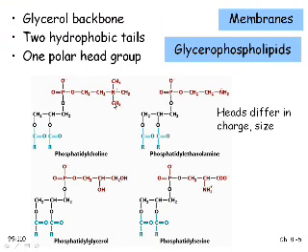Another way in which we find fatty acids caught up into compounds that make them useful for specific purposes is by taking, again, our glycerol backbone, that 3-carbon backbone, putting on 2 hydrophobic tails from fatty acids, and then doing something else at the third position, what we'll call a polar head group for now. And so this is an example of some of the glycerophospholipids.